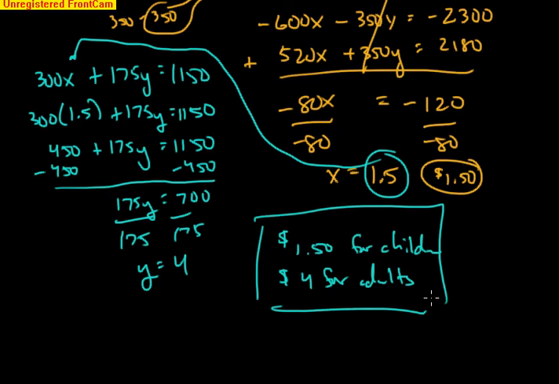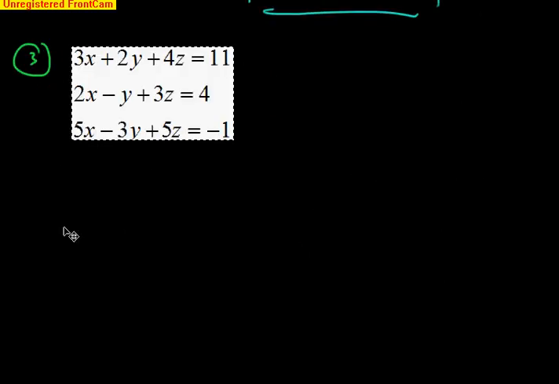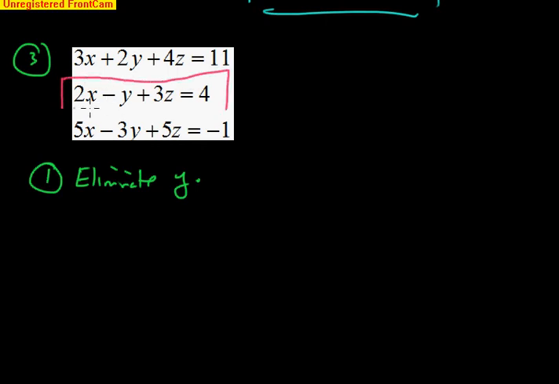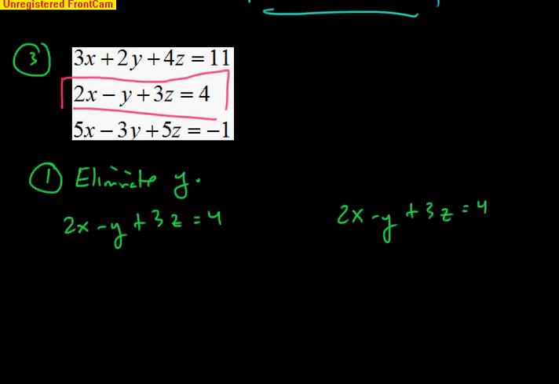Okay, here's our last problem. Here we're going to do a 3x3 system of equations. So step 1, we look for which variable to eliminate, and that's going to be y. If you look, y is the only variable with a 1 in front of it, and specifically it's this equation. So we're going to write that equation twice. 2x minus y plus 3z equals 4. 2x minus y plus 3z equals 4.